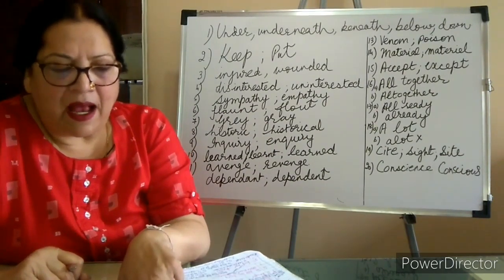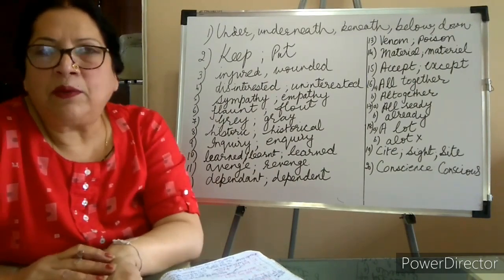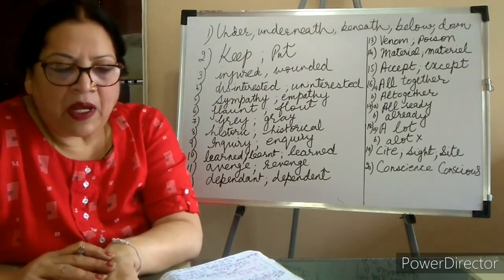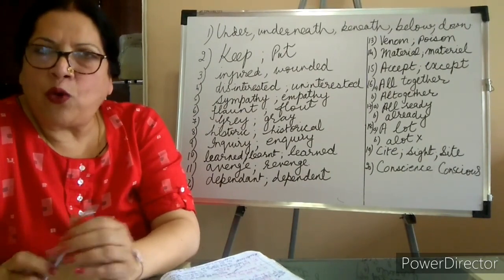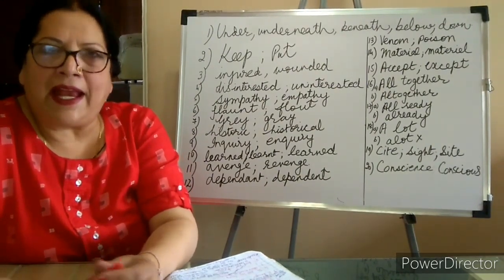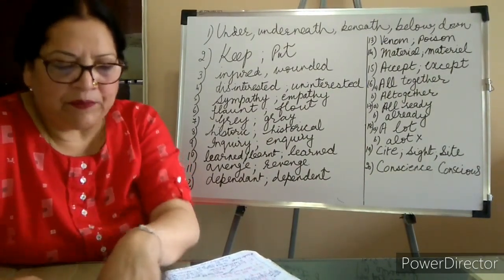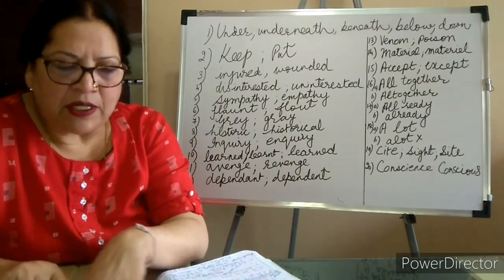Then, as I said, under can also mean younger than or less than. So we can say, he cannot vote as he is under 18 or he is under age, less than 18 years, or he is younger. Okay, so he cannot vote.